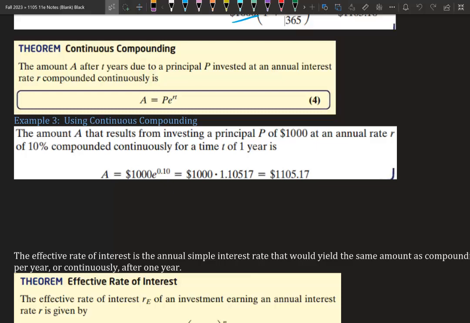Continuous compounding. The amount A after T years due to a principal P invested at an annual interest rate R compounded continuously is A equals P e to the power of RT. This is how we revert back to everything we've been doing in chapter 6.